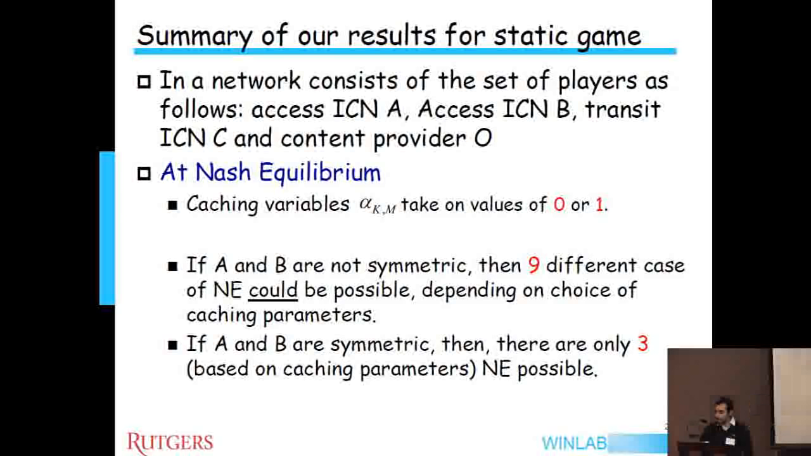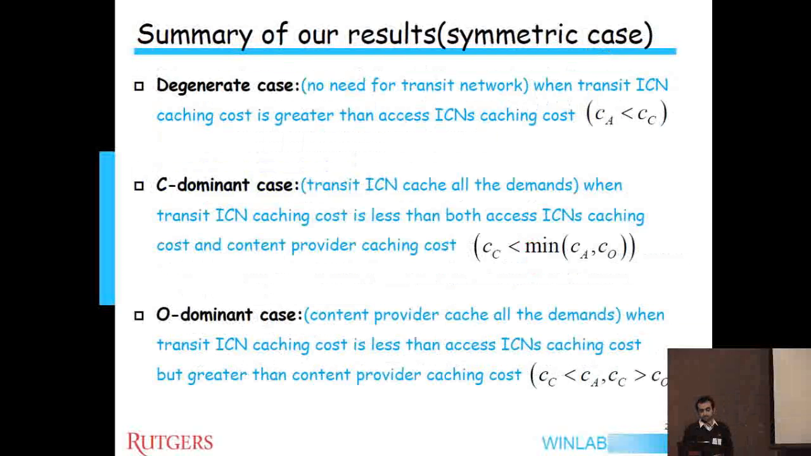And we just go through the results for the symmetric case. These 3 cases are, the first one, we call it the generic case, and it's when the transit ICN caching cost is greater than the access ICN caching cost. In this case, all the content will be cached in the access ICN. The second one is the C-dominant case. Actually, C is representative of the transit network. And for this case, the transit ICN will cache all the demands.